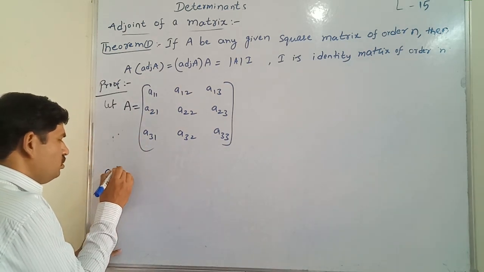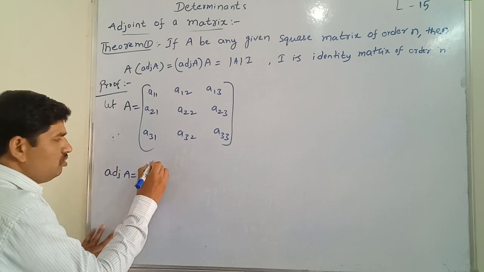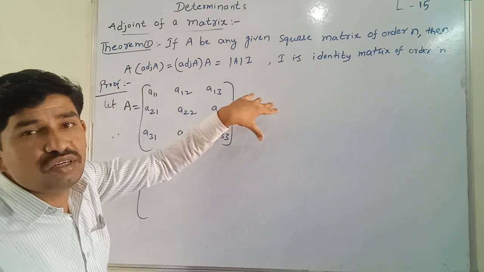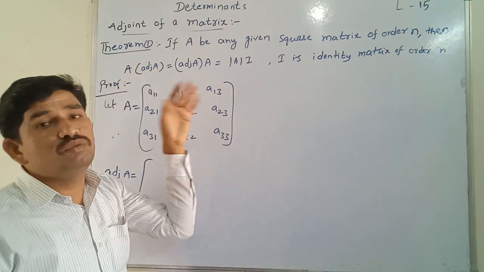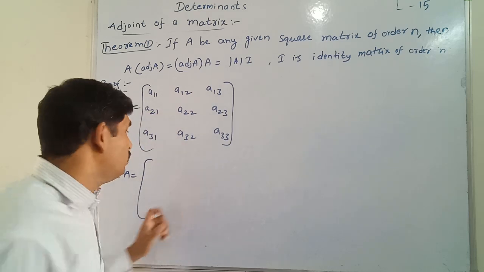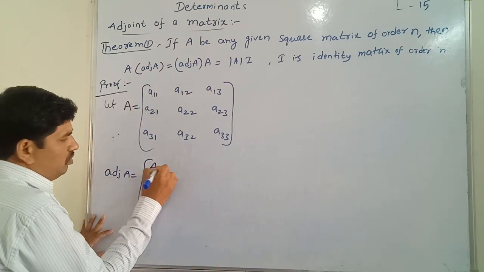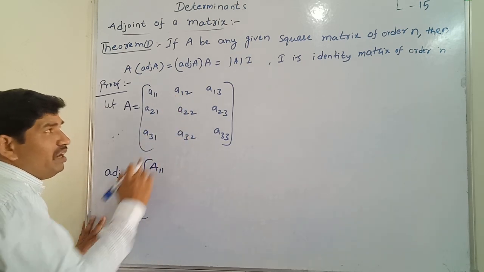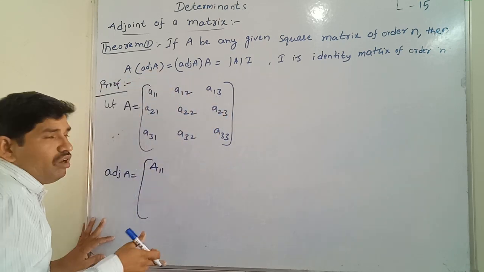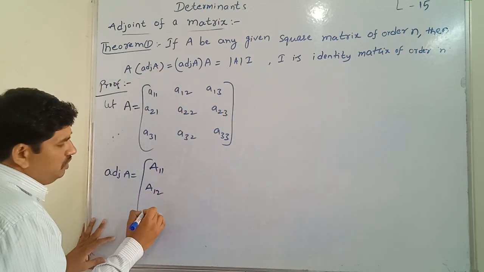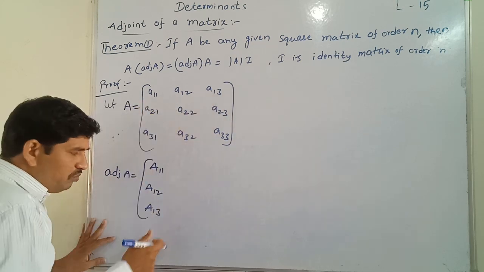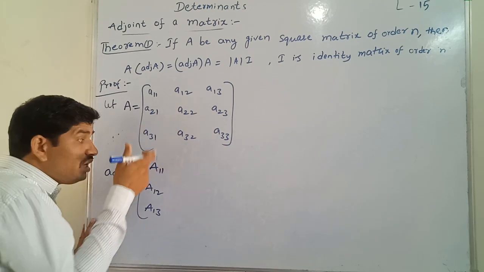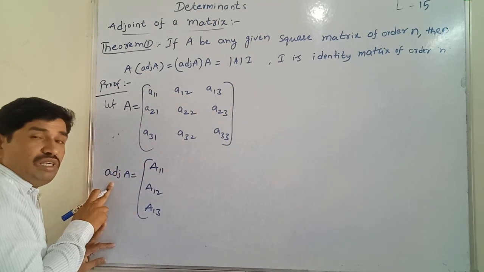Now I am writing adjoint A is equal to... what we have to write? First we have to find the cofactors, and the transpose of the cofactor matrix is what we write as the adjoint. Directly I am writing here: A11, after that A12, A13. Because we are writing the adjoint matrix, a row is written in a column. Completed first row in the first column. Again the second row we are writing in the second column. These elements are cofactors. Remember that, because we are writing the adjoint matrix.